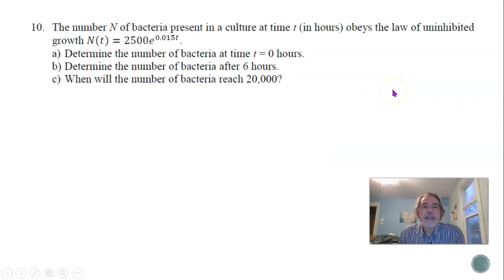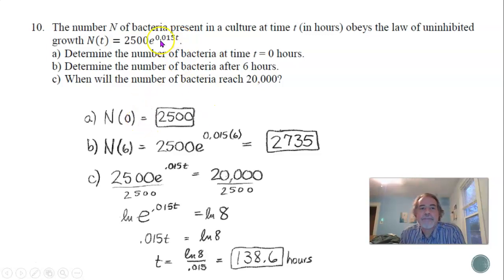The number n of bacteria present in a culture at time t in hours obeys the law of uninhibited growth. N of t equals 2500 times e to the 0.015 t. A, determine the number of bacteria at time t equals 0 hours. So we're plugging 0 in for t.